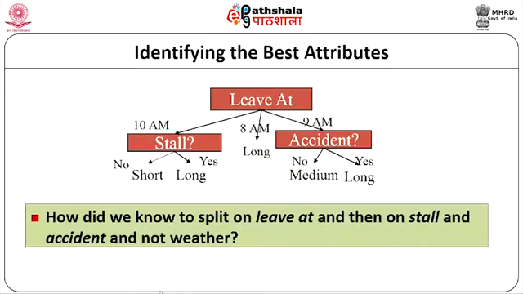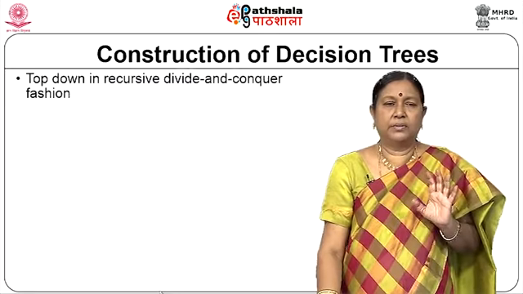This is the example we saw in the previous module, and what we want to understand is how we knew to split on leave and then on stall and accident, and not weather. There was weather also there. This is the issue that we are trying to solve. Please note, we do not have few examples. If we did, we could do it by doing some analysis in our mind, but we want to do this automatically. So, how do we do this?